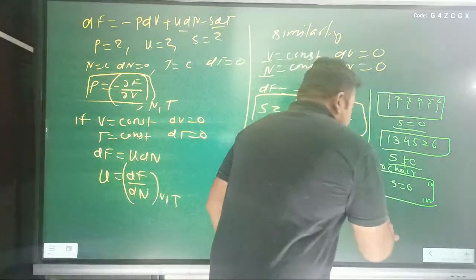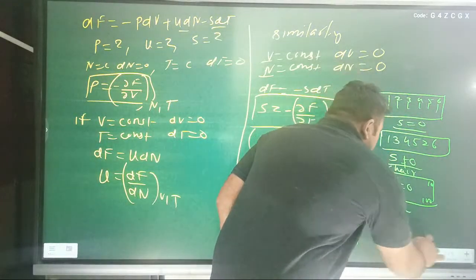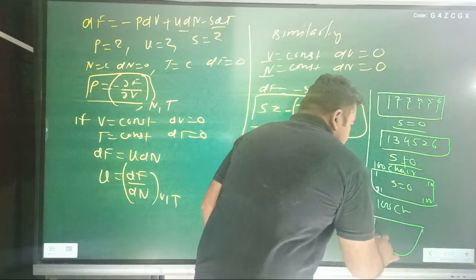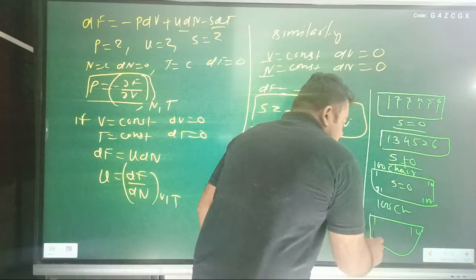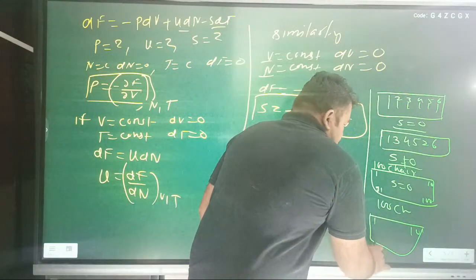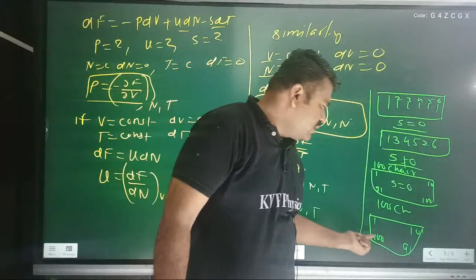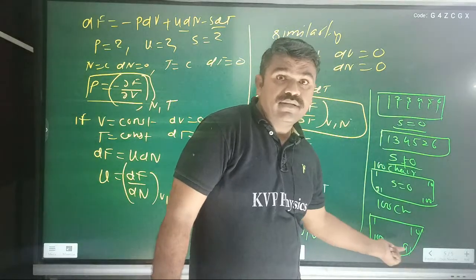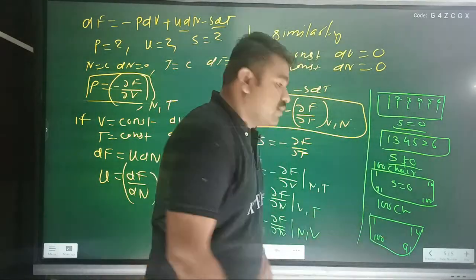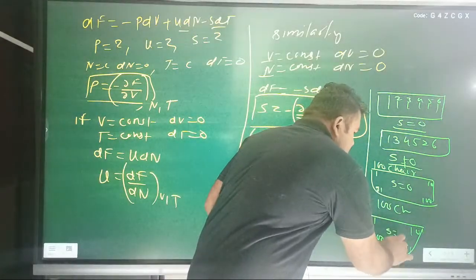Similarly, same 100 chairs. But we can arrange them like 1 to 10. Next, we can take suppose here is 100, here is 91. So which one is the disorderness? 100 to 91 is the disorderness. Means here entropy is not equal to 0.